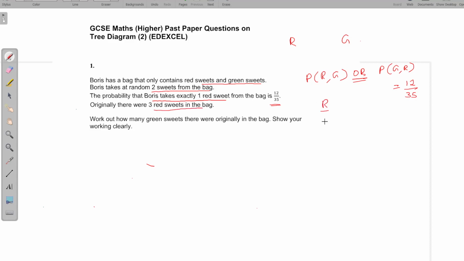Originally we have 3 red sweets. And green, we don't know, let's call it x. The total would be x plus 3. Work out how many green sweets there were originally in the bag. So let's look at that. Let's do a tree diagram first.